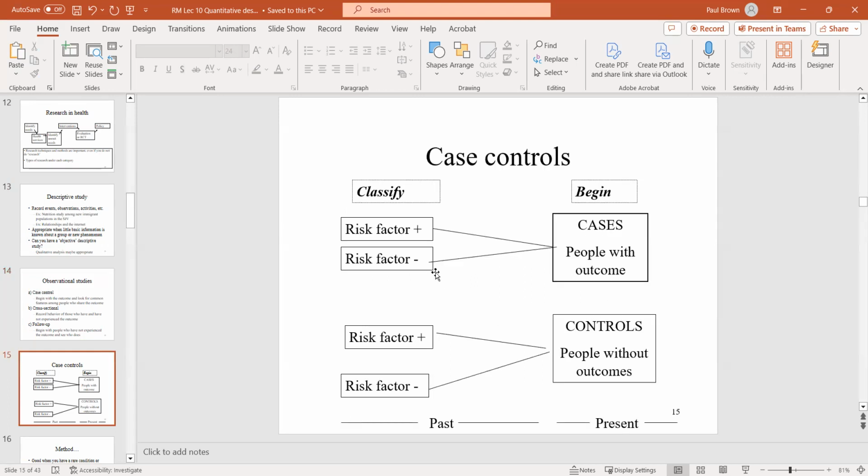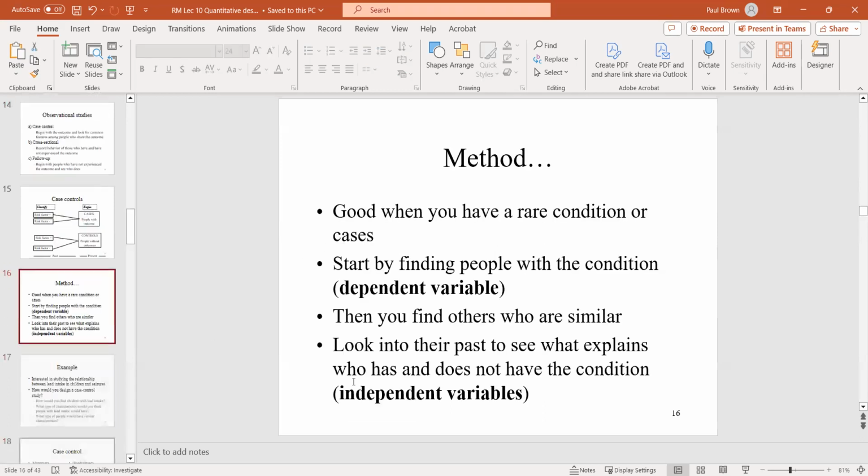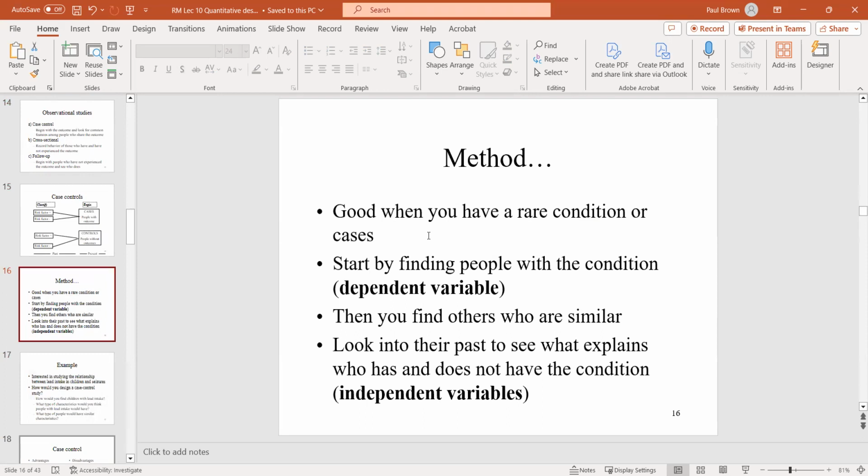So with case controls, what you're doing is you begin by identifying people with an outcome, and then you look to see what their past behavior is to predict whether or not they have a risk factor. So the idea is that it's good for when you're looking for a certain type of condition, when you know what you want to compare. So you find people who have a condition, and then you look to see what can predict it.